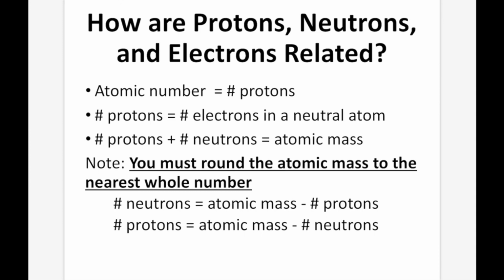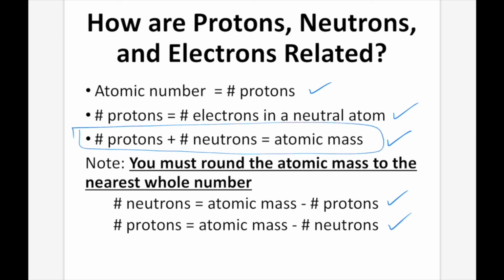Well, the atomic number, remember, is the number of protons. The number of protons equals the number of electrons in a neutral atom. The number of protons plus the number of neutrons equals the atomic mass. And keeping in mind, when we're figuring this out, we need to round the atomic mass to the nearest whole number. And then we can use these other two formulas: number of neutrons equals atomic mass minus number of protons, to figure out the neutrons, and we can figure out protons by subtracting the number of neutrons from the atomic mass. So that's just using this formula here and changing it around to solve for the other two variables.